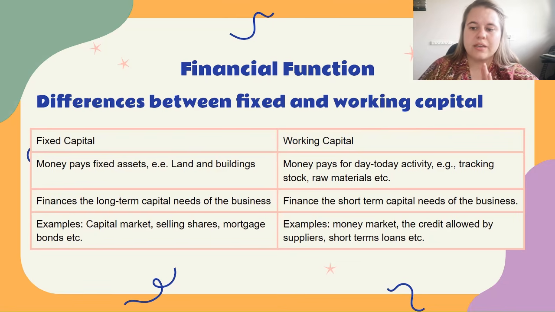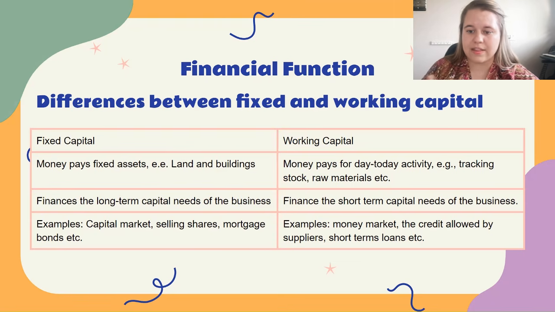The differences when looking at capital: we get fixed capital and working capital. Fixed capital is the money that pays for fixed assets, so here we're looking at land and buildings. It finances the long-term capital needs of a business. Examples are the capital market, selling shares, and mortgage bonds.